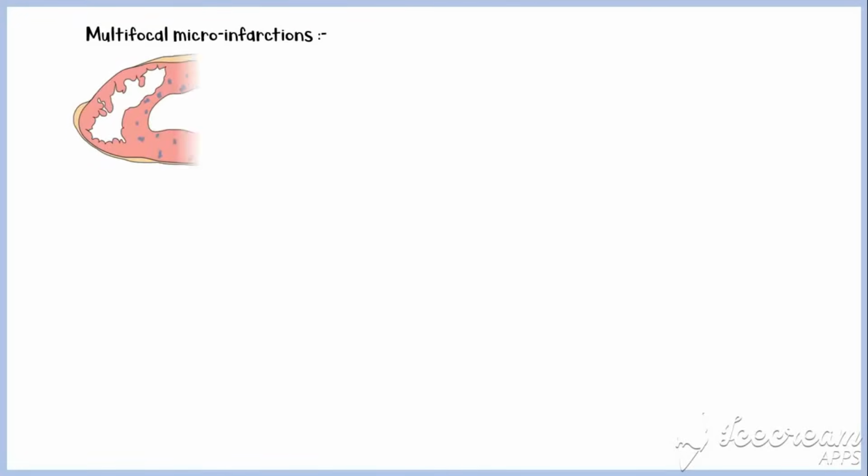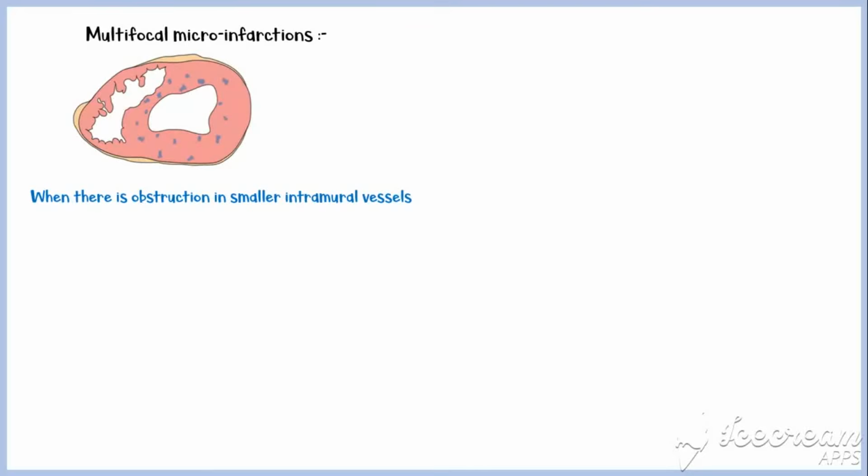There is another type of infarction called multifocal microinfarctions. These infarctions typically occur when there is obstruction in smaller intramural vessels. There are small, multiple infarcted areas in the myocardium. Most common causes of these infarctions are microembolization, vasculitis, and vascular spasm.